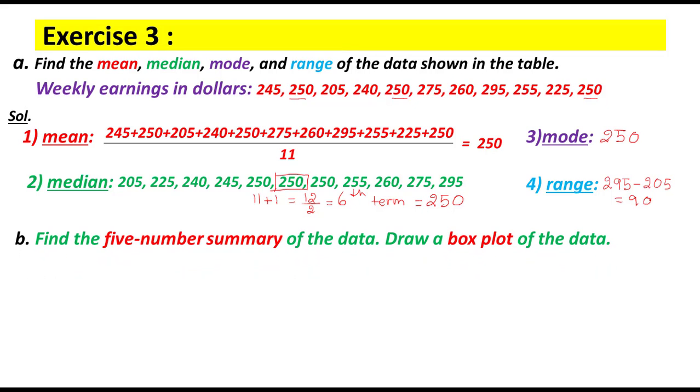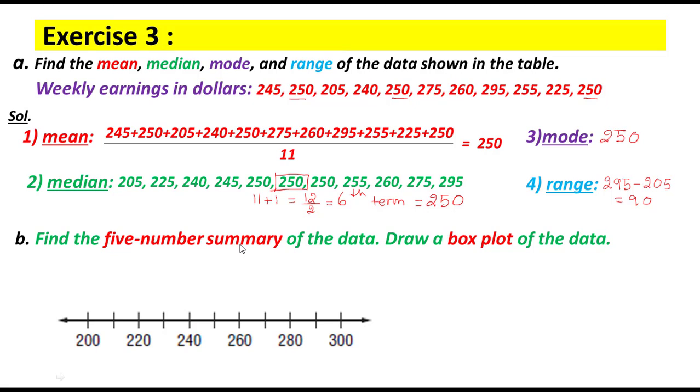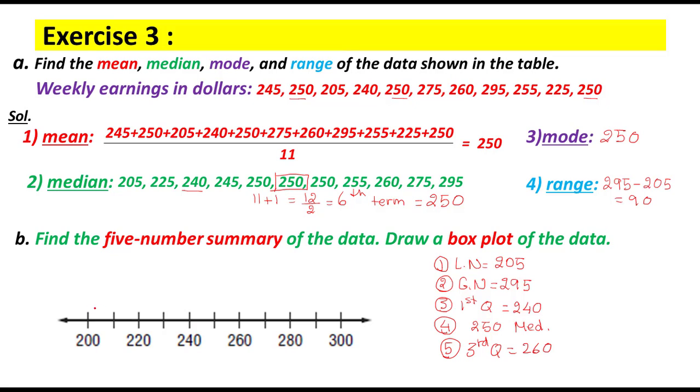Then the second part, find the 5-number summary of data and draw a box plot of the data. Here is my number line. Number 1, the least number equals 205. Number 2, the greatest number equals 295. Number 3, the first quartile, let's look for it here: 1, 2, 3, 4, 5. This number, 240. Number 4, the median, I have it here, 250. Number 5, the third quartile, is 260.